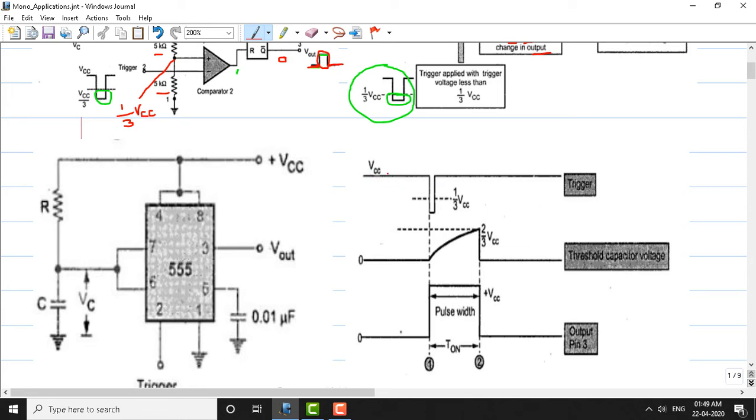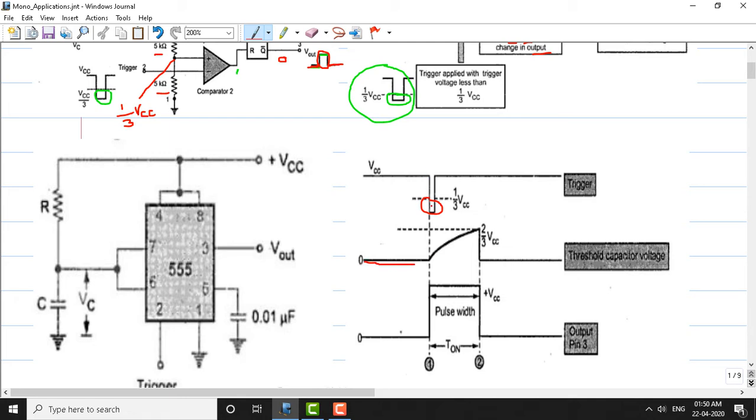So the first waveform shows the trigger pulse. You can see here we are applying a negative going trigger pulse here. Whenever the trigger pulse falls less than 1 by 3 VCC, this pulse is applied to pin number 2 of this circuit, which is monostable multivibrator. So whenever the trigger pulse falls less than 1 by 3, at this point of time you can see the second waveform, which shows the capacitor voltage. Capacitor voltage, it has a discharge here.